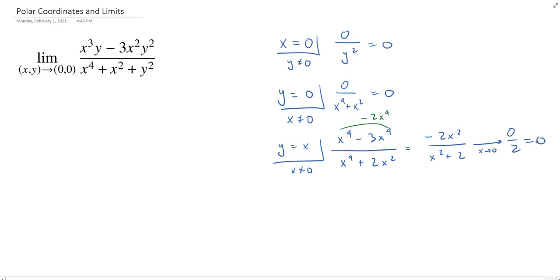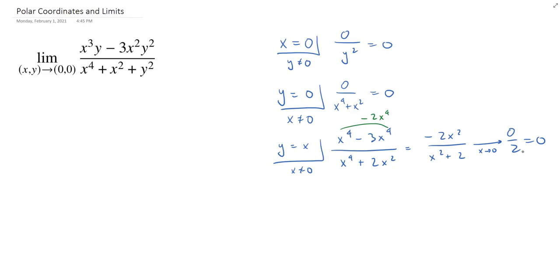So once again, all three directions that we usually like to check, we see we're getting a 0 limit. Now, this doesn't prove anything, right? We have not proved that the limit is actually 0. We simply know that if the limit exists, it's going to have to be 0. And we would like to prove that.